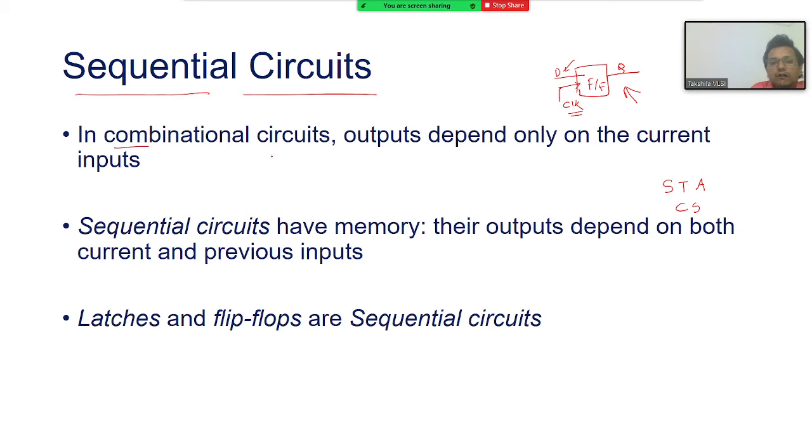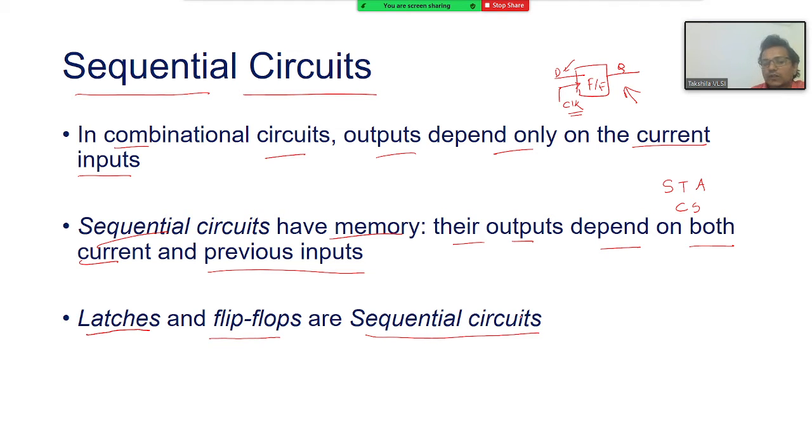We know that in a combinational circuit, the output depends only on the current inputs, right? It doesn't remember the past or previous input. Whatever the current input is, when the circuit switches, it connects the input to the output. But sequential circuits have a memory, which means their output depends on both current and previous inputs. We'll see by some examples. There are two examples: one is called a latch and one is called a flip-flop. Remember, they are sequential circuits. So let's understand what a latch is.